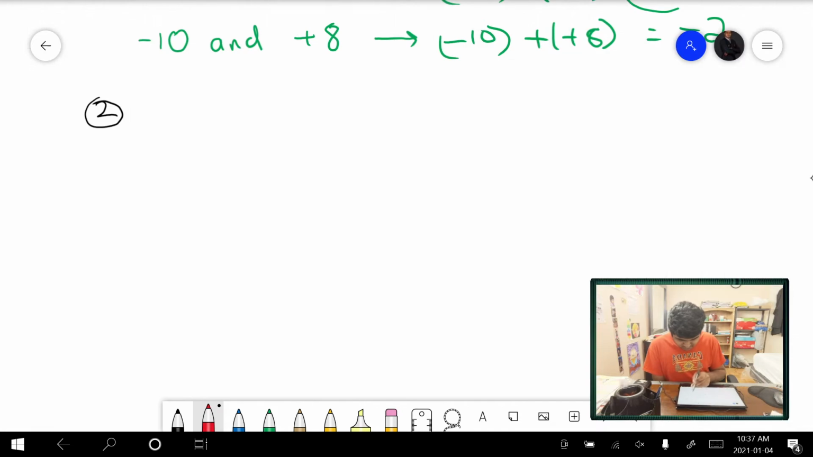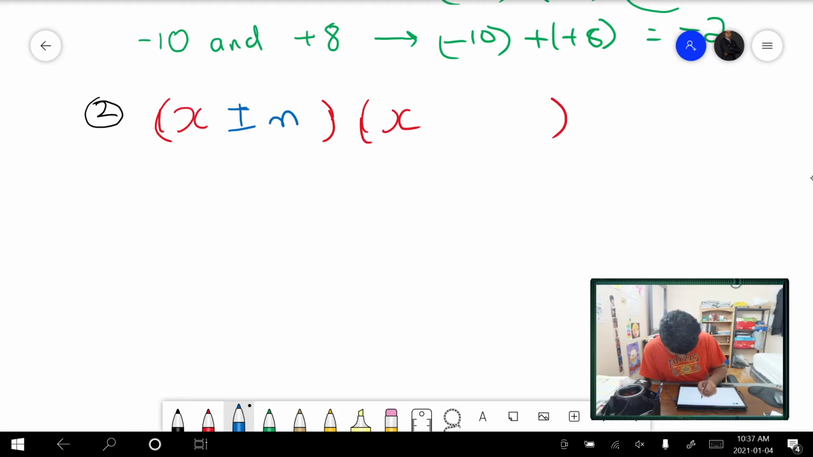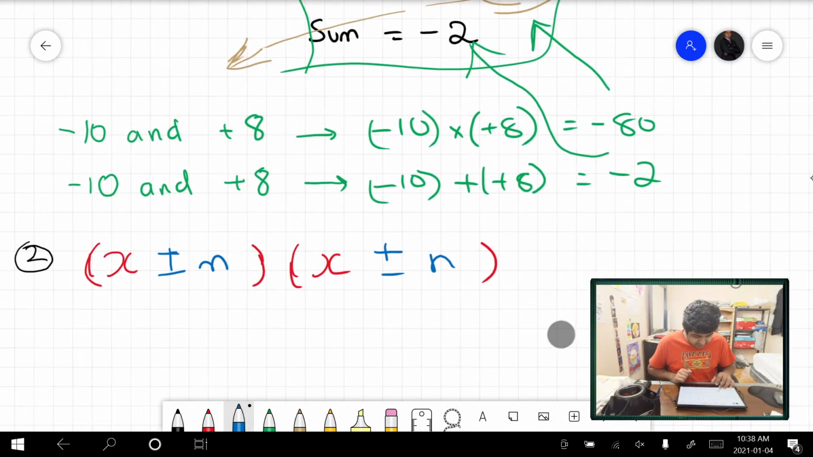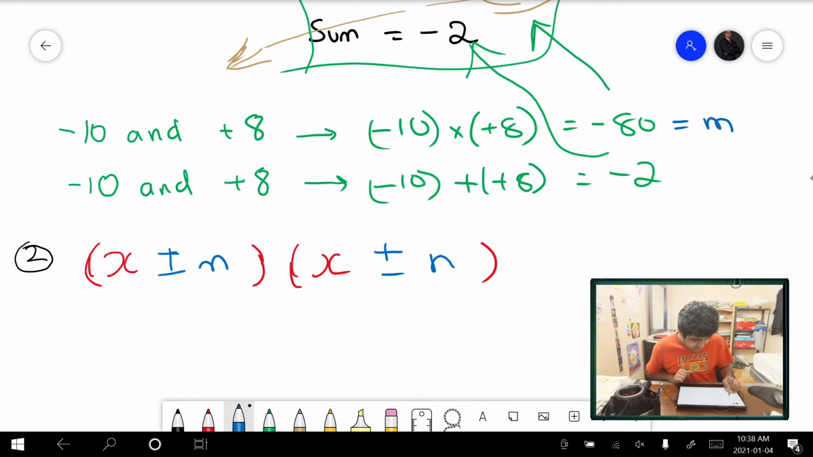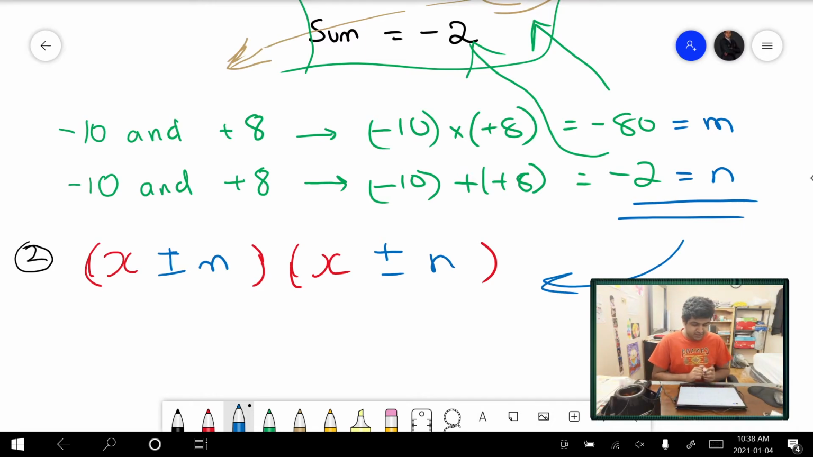So let's go ahead and do that right now. We have this bracket, which is going to be x. Let's just put x for now. And we have x, right? And we know in the middle we're going to have plus or minus m, and then plus or minus n, right? And we know from our previous work that this value, negative 80, we're going to call this m, and this value, negative 2, we're going to call this n, because these are the two values we're looking for in the actual factorization.